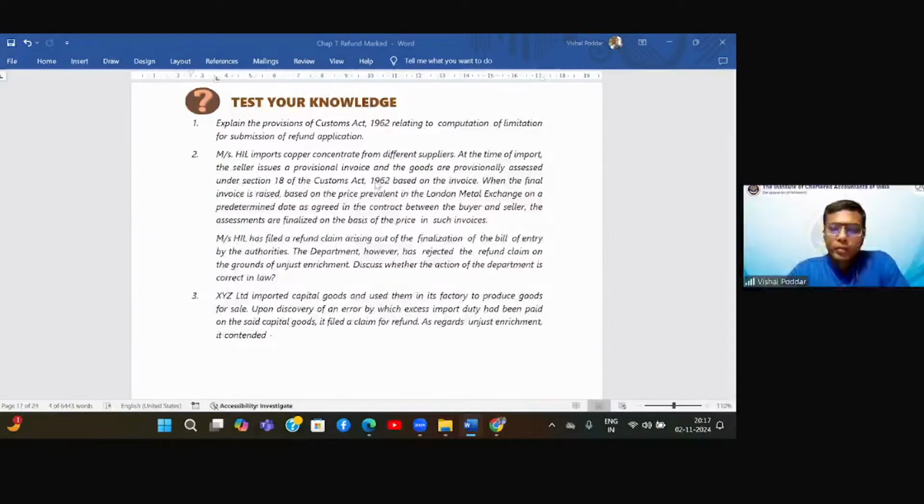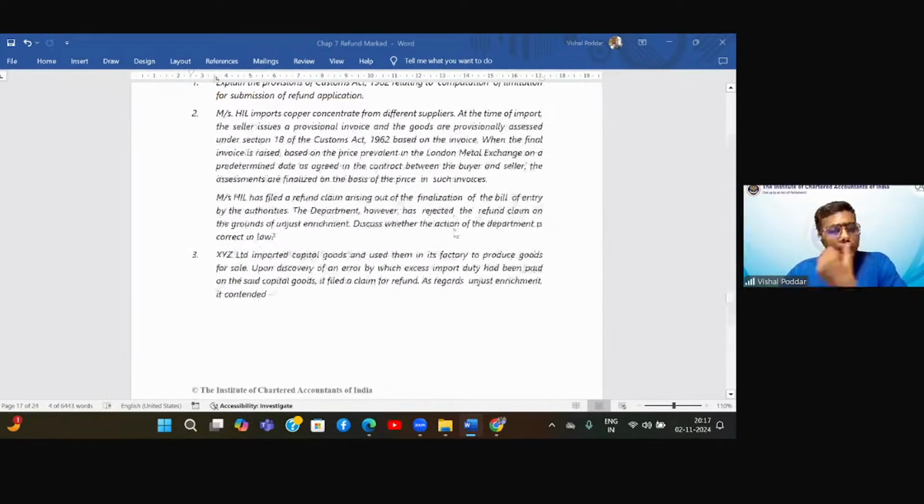So originally a provisional assessment was made on the basis of provisional price given, but finally, as per your agreement, the final price which is decided by the London Metal Exchange, that price is decided and that invoice is raised, which is your final invoice. Now, HIL has filed a refund claim arising out of the finalization of bill of entry by the authorities. The department, however, has rejected the refund claim on the grounds of unjust enrichment. Discuss whether the action of department is correct.